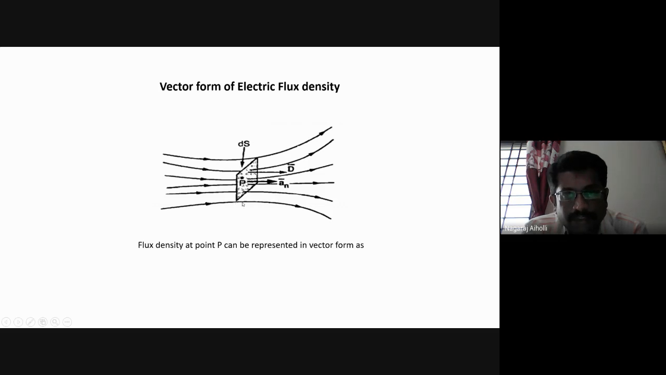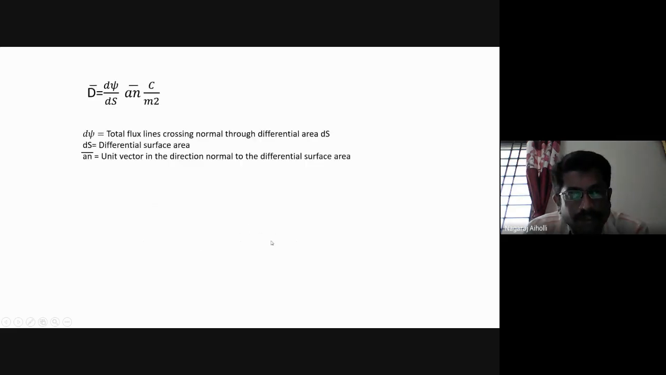Now let us see the representation of the electric flux density in the vector form. Flux density at point P can be represented in the vector form as follows. That is, D bar is equal to d psi by ds an bar, coulomb per meter square.